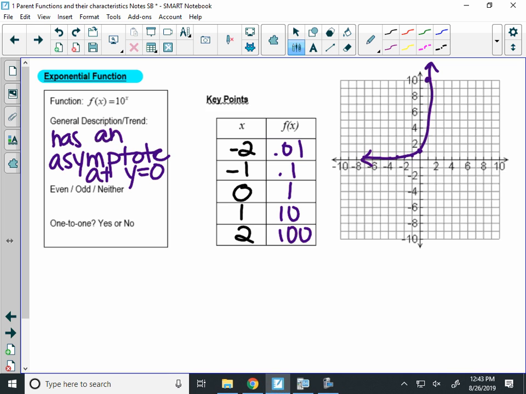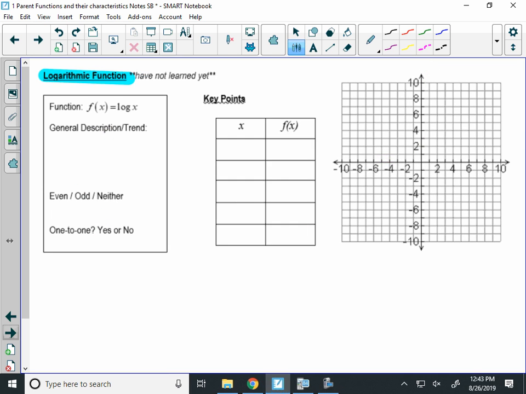Okay. Now, is that exponential function even, odd, or neither? Neither, right? It's not symmetric. And is it 1 to 1? Yes. Okay, so we've at least seen 10 to the x before. This next graph you've probably not seen. One more. It's called a logarithmic function.